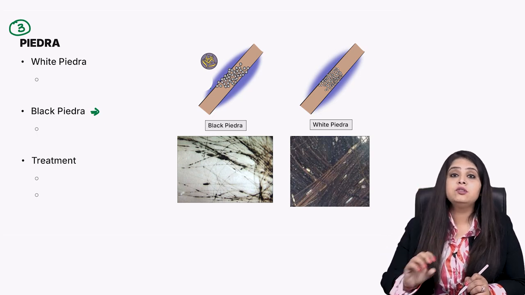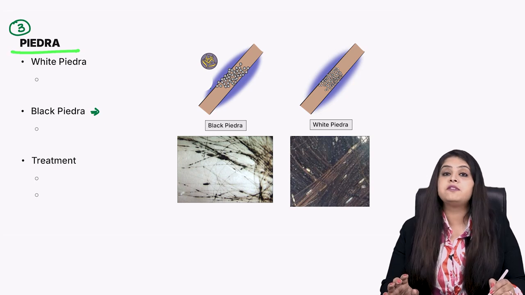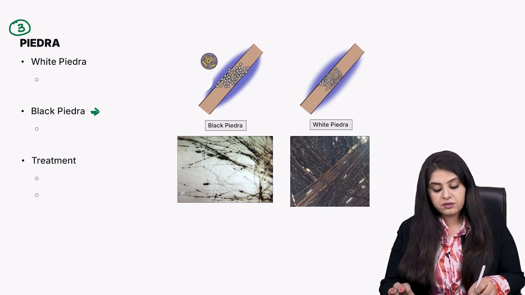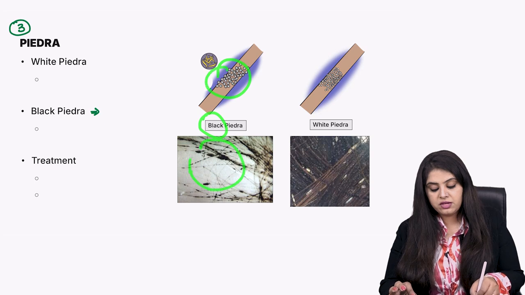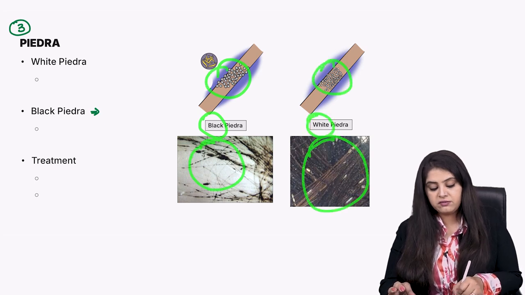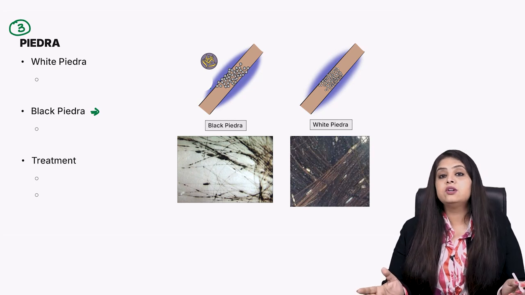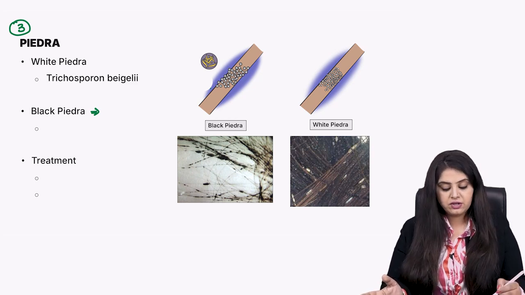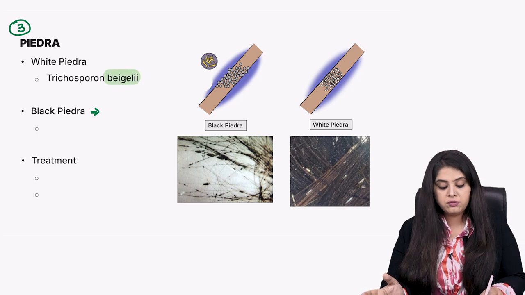I'm talking about nodules being stuck on the hair, and that is a fungal infection called piedra. So of course, if the black nodules are stuck, you call it black piedra, and if white nodules are stuck, that is known as white piedra. They ask you what the organisms are. So let's start with white piedra. It is caused by Trichosporon beigelii.